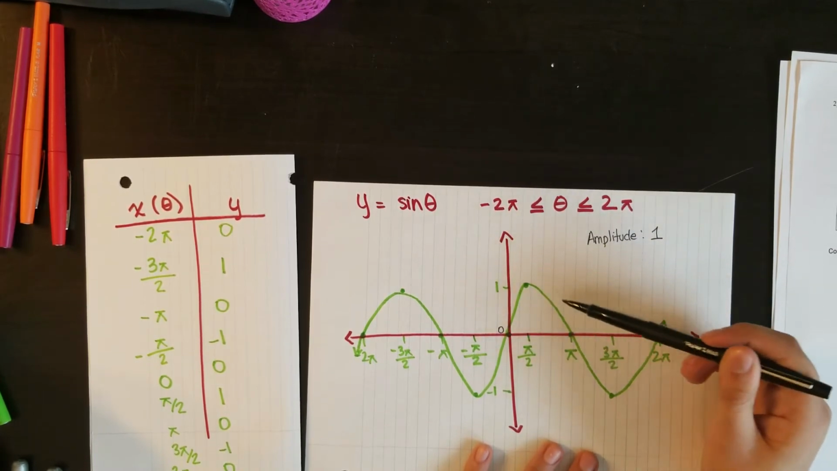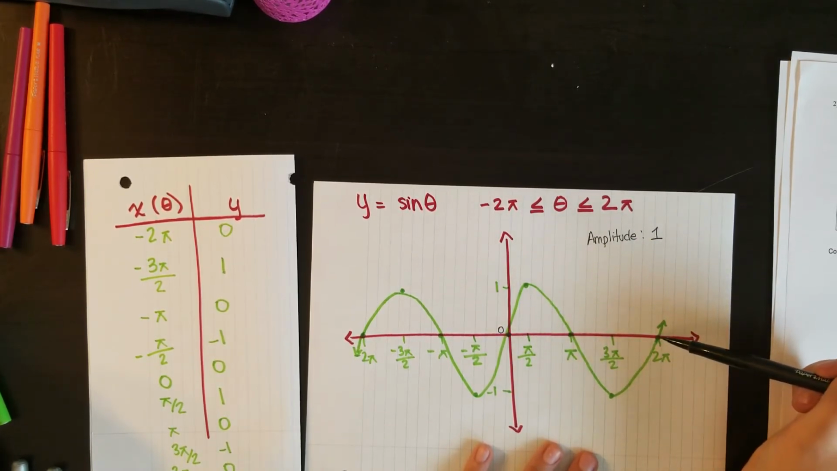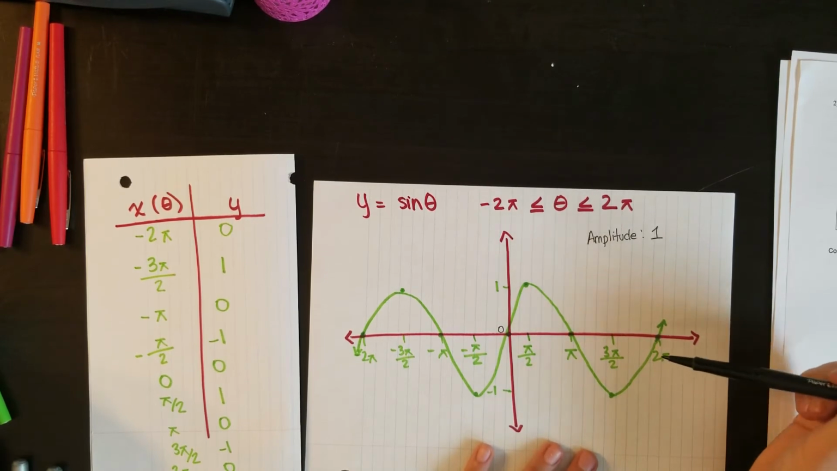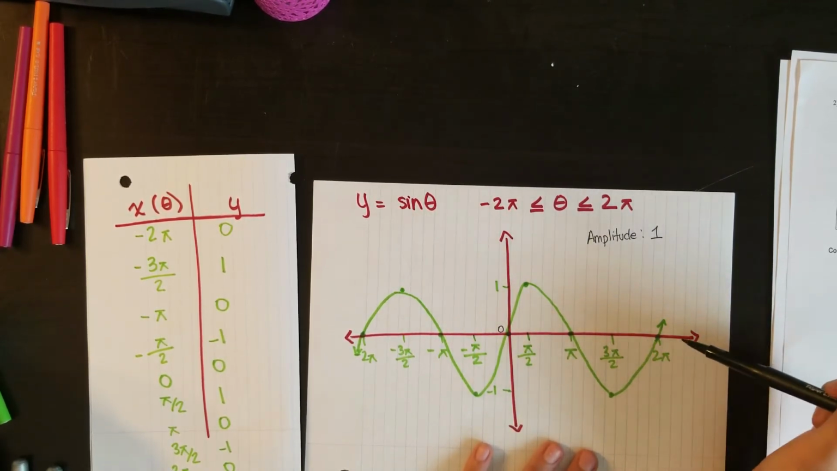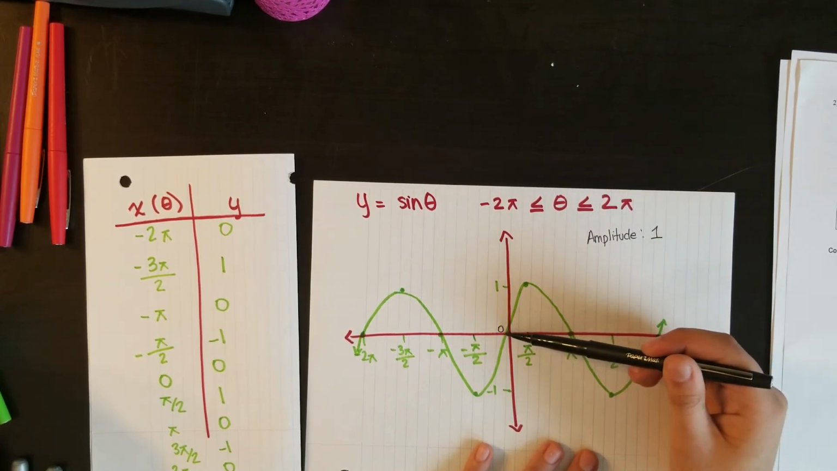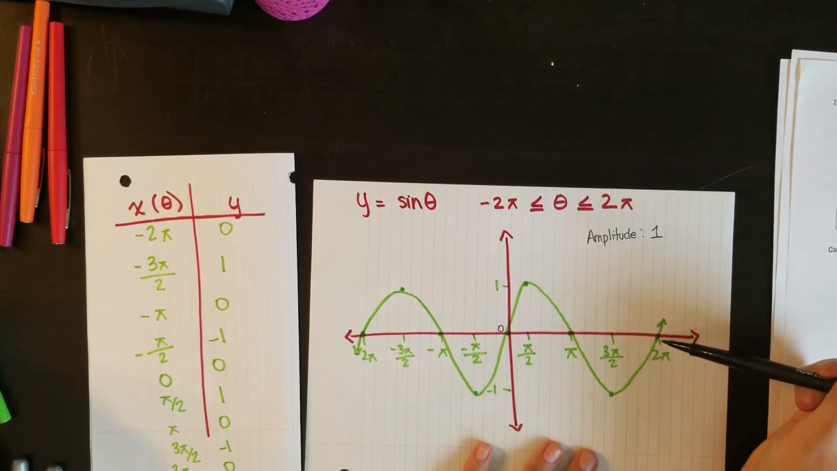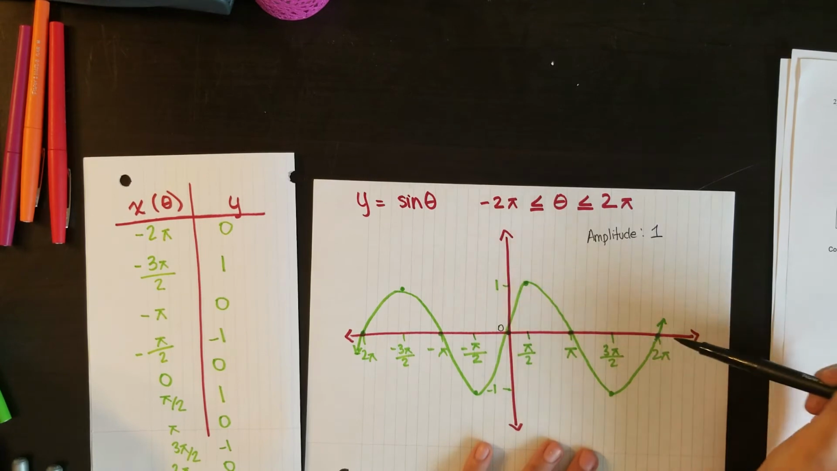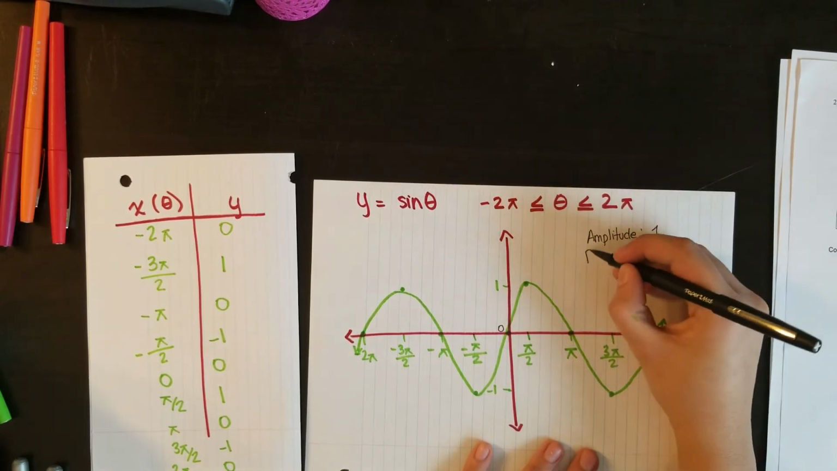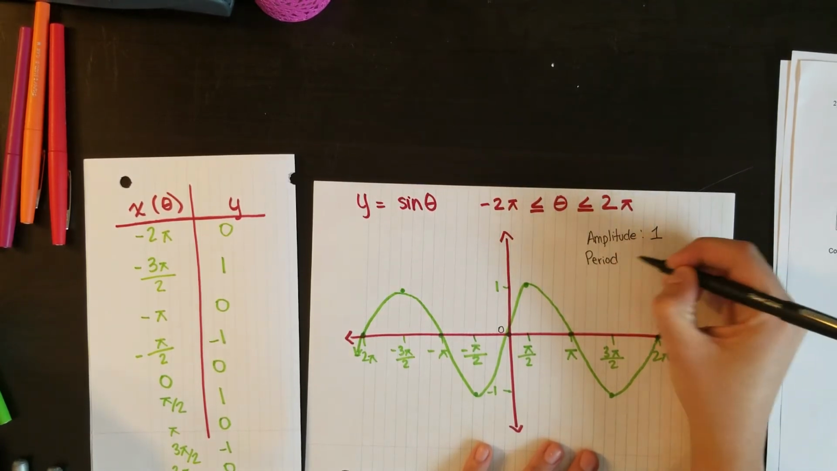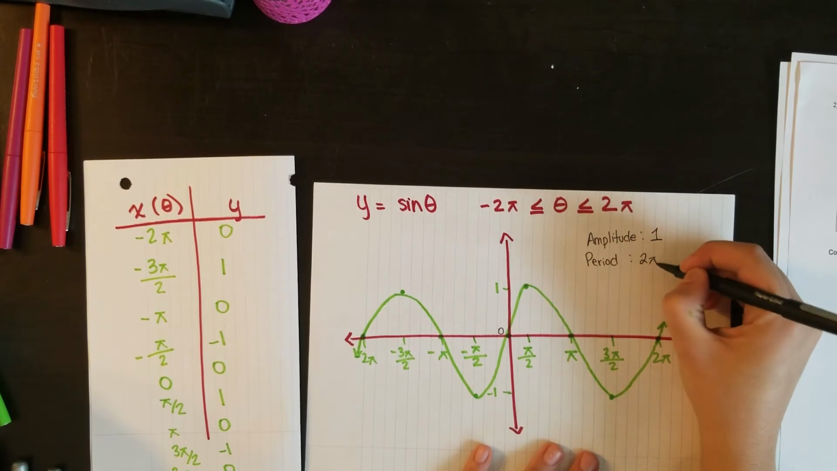So from all the way to here, what's my period? Well, I know my period is the horizontal distance, so I'm looking at my x-axis. So if I start at 0 and I end at 2 pi, my distance was 2 pi, meaning my period is equal to 2 pi.